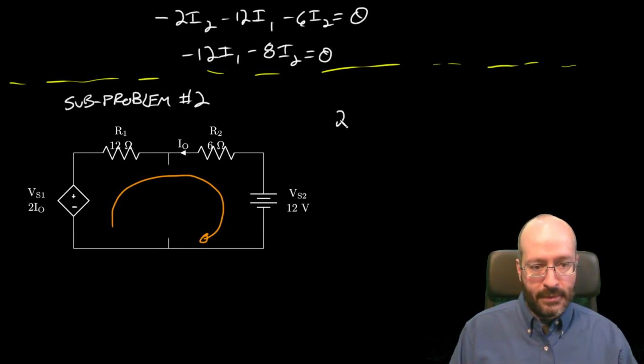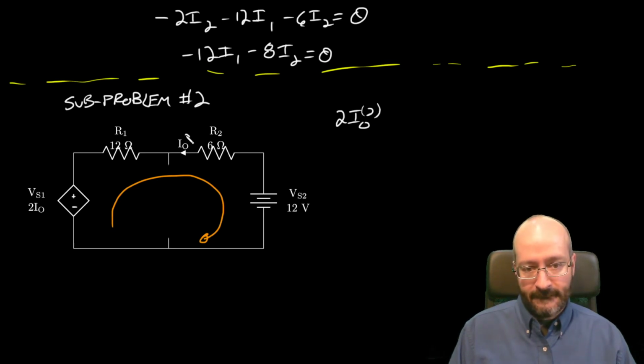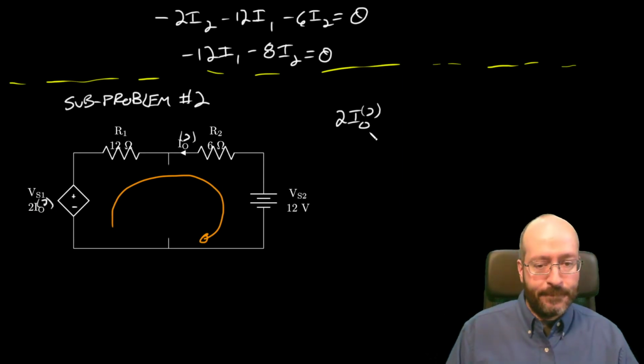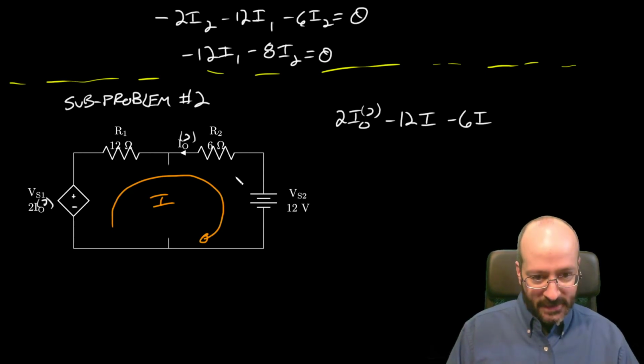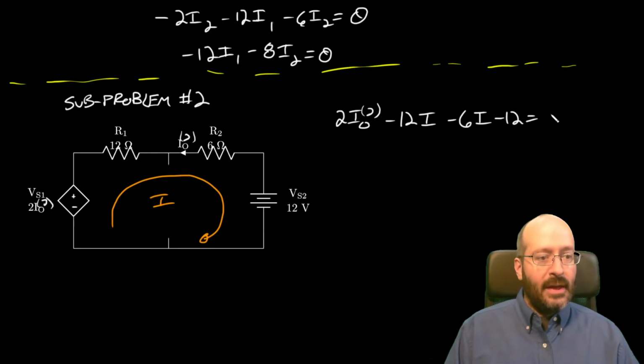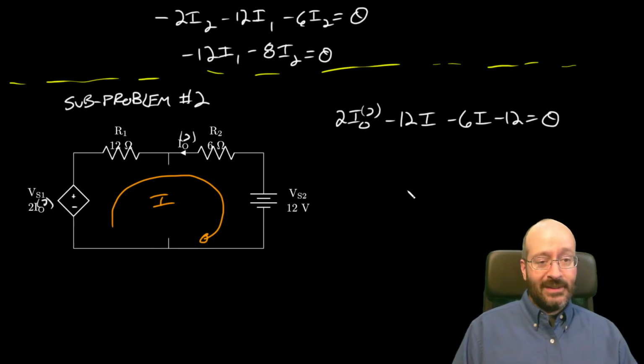We're going to go up to I out, and this is the second part of I out, right? It's a distinct value from the total I out. Okay, we're going to name this current I, and we're going to drop across the 12. We're going to drop across the 6. Oh, we got a constant here. We're going to drop across a constant 12 volts. And we're back to where we started, so that's equal to 0.